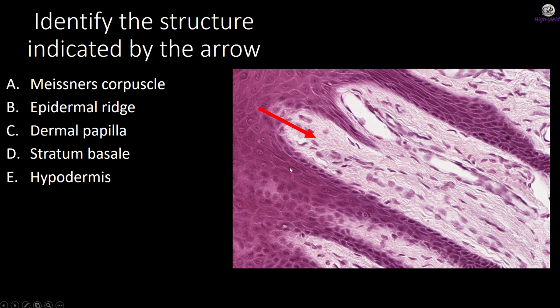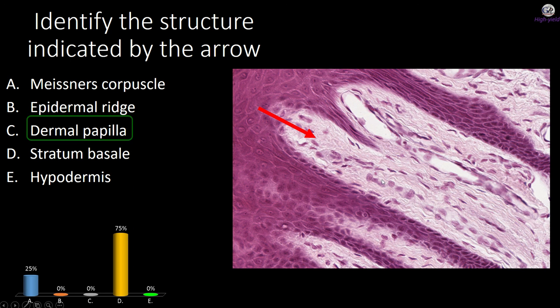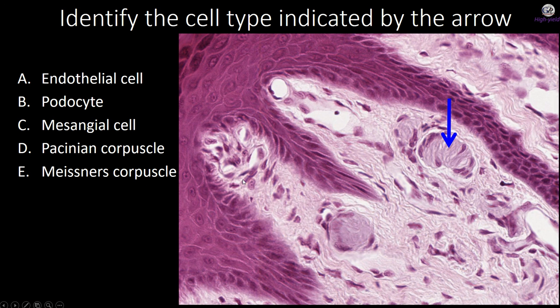All right, identify the structure indicated by the arrow. All right, well here I see the epidermis, basal layer, stratum spinosum, and it's meeting the dermis. It's just sticking up here, and I don't see any sensory receptors. It doesn't look like a Meissner's corpuscle to me, so I'm just gonna go with dermal papilla for this one. Great.